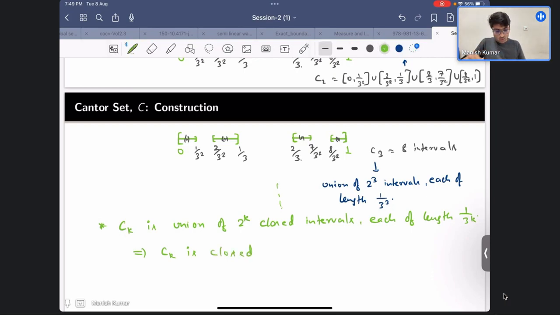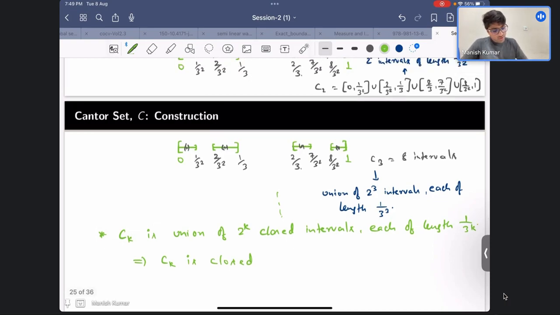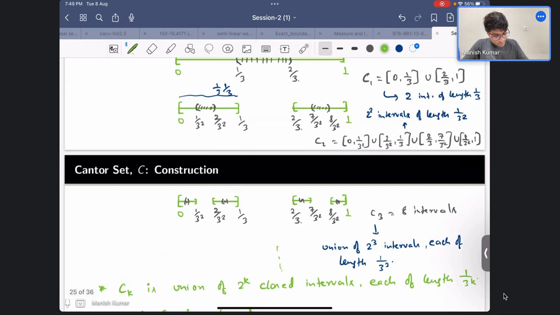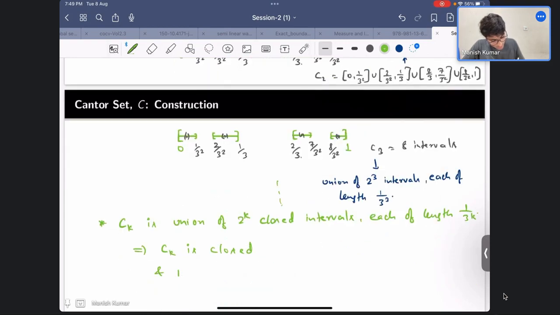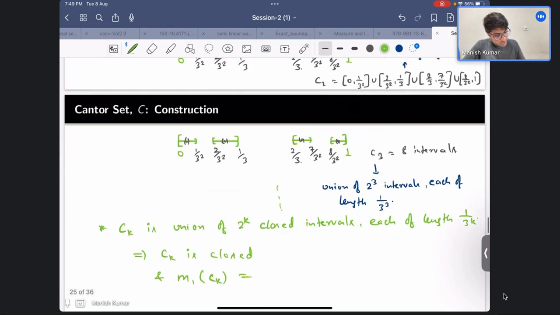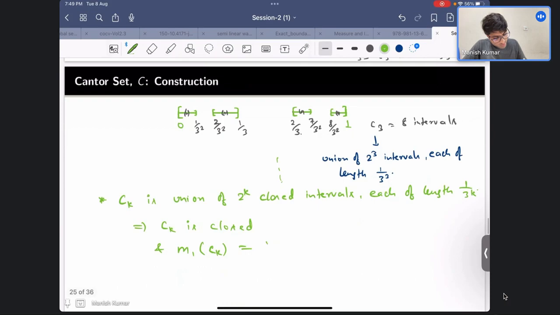And also notice that when we define this Ck, they are unions of disjoint intervals. So Ck is closed, and m1 of Ck, if you calculate, it will be the sum of these 2 to the k intervals since they are disjoint, and each interval has a length 1 by 3 raised to the power k. So this times 1 by 3 raised to the power k, which is 2 by 3 raised to the power k. So is this clear, this part?